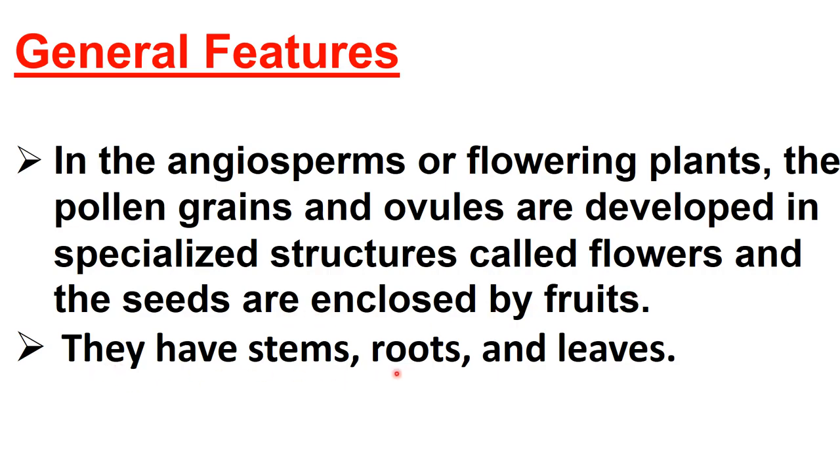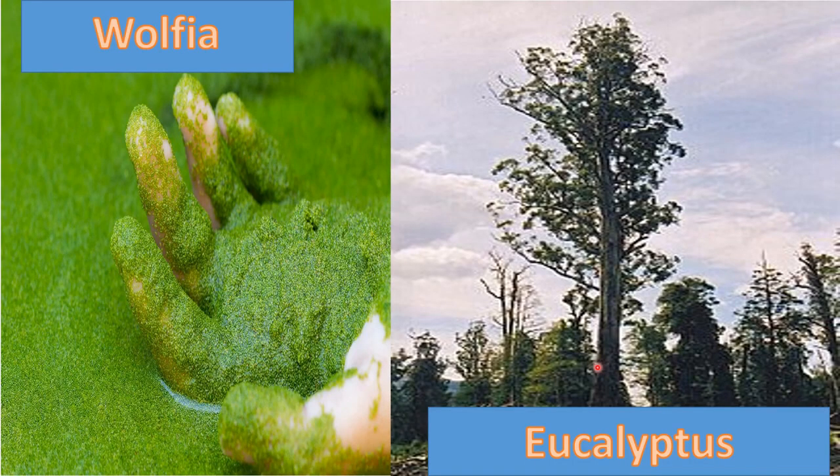Now they have stems, roots and leaves. All the well differentiated structures, stems, roots and leaves, are present in the angiosperms. Now you see here, this is about the size of the angiosperms. Angiosperms can be microscopic in size like Wolffia. Here you see these are Wolffia. These are angiospermic plants, and you can see the size of it. And this is eucalyptus. This is also an angiosperm, and the size of eucalyptus is about 100 meters. So size can vary. It can be microscopic or it can be in meters.